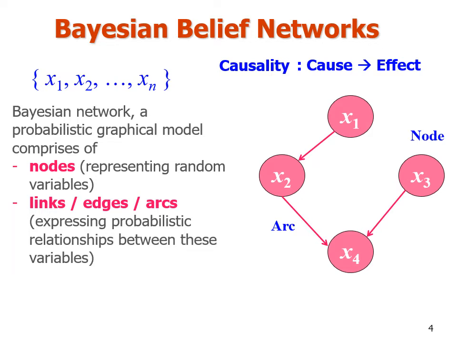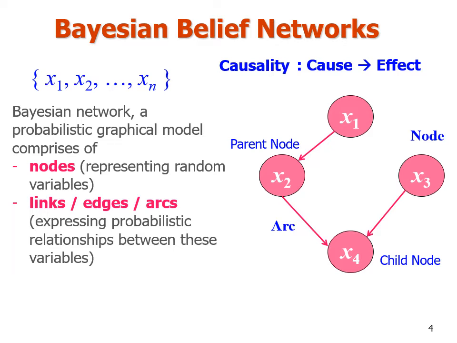So once again, look at the network that we have drawn. We have x1, x2, x3, x4 as the variables, and we have the arcs in between those variables or nodes. We have a child node and a parent node. So if the arc is going from x2 to x4, we say that x4 is the child node and x2 is the parent node. And there is some conditional dependence between x2 and x4.